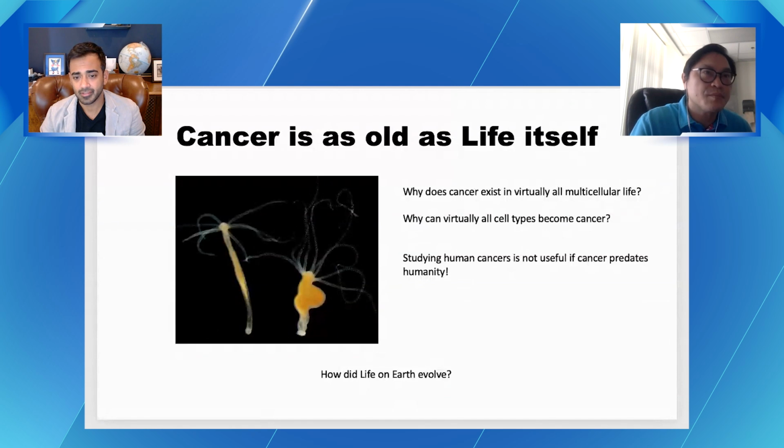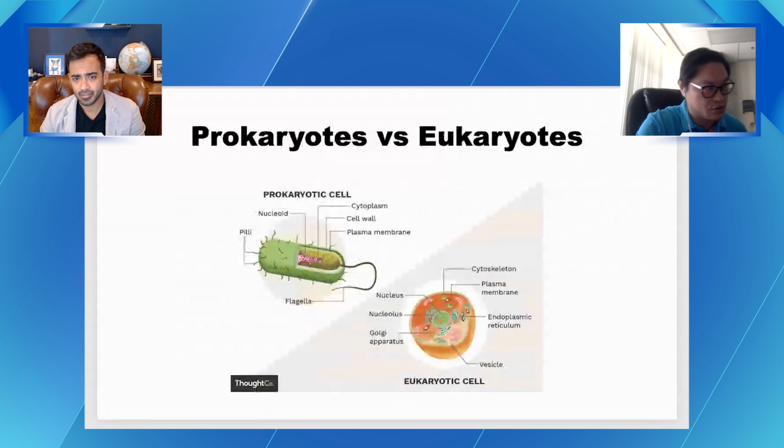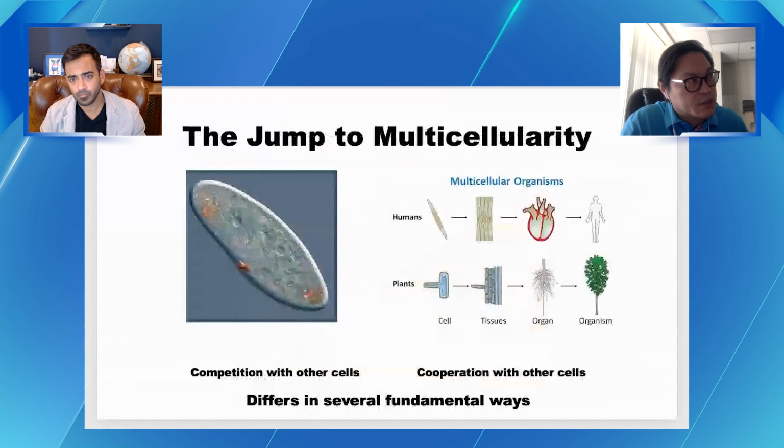So when you start to think about life on Earth, there are two huge jumps, two things that were quite monumental in the development of life as we know it. One was the move from prokaryotes to eukaryotes, so from very primitive cells to cells with a nucleus and all this sort of stuff. But the other really big jump was the jump to multicellularity. So we all started as single-celled organisms, like bacteria, like yeast, for example.